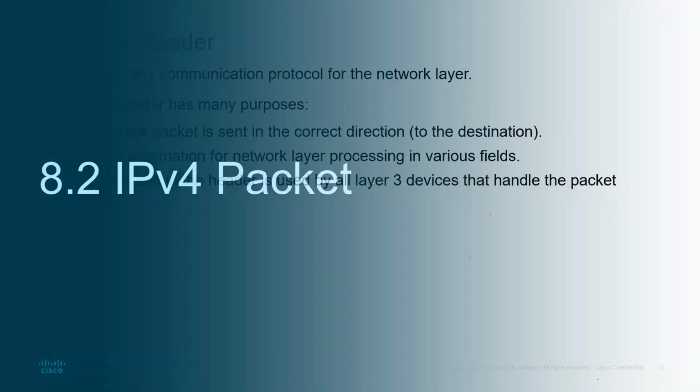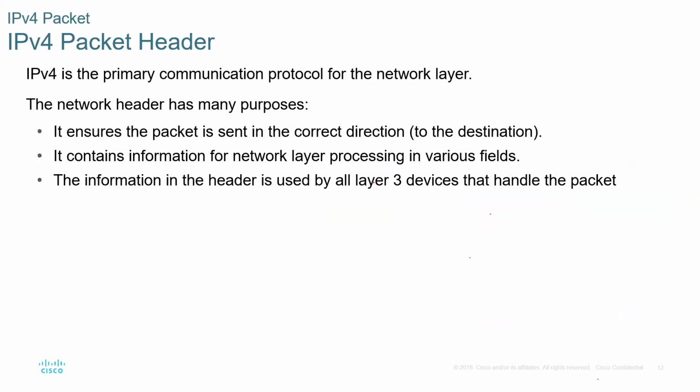Let's look at the IPv4 packet. The IPv4 packet header is the primary communication protocol for the network layer, and the network layer has many purposes. One, it ensures that the packet is sent in the correct direction to the destination, because the traffic will go through different routers, moving from one router to the other. Then it also contains information about the network layer processing in various fields.